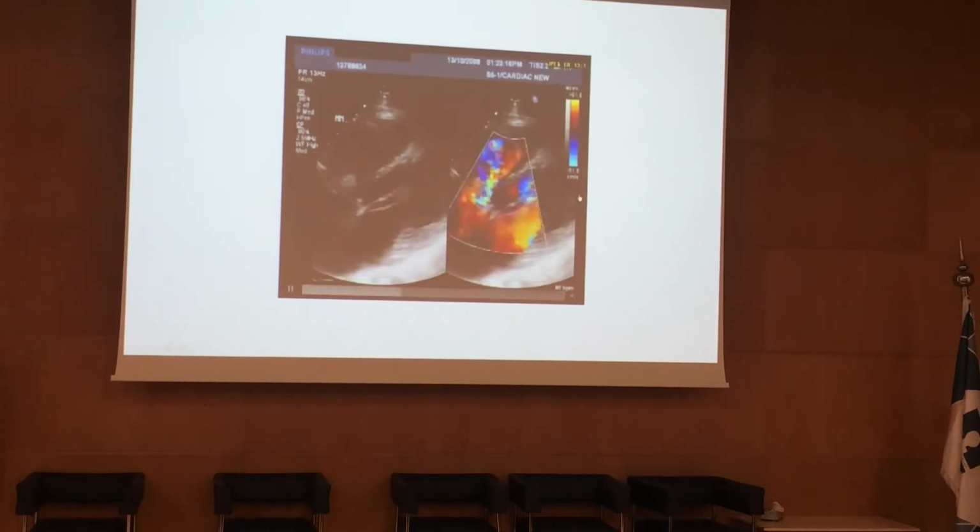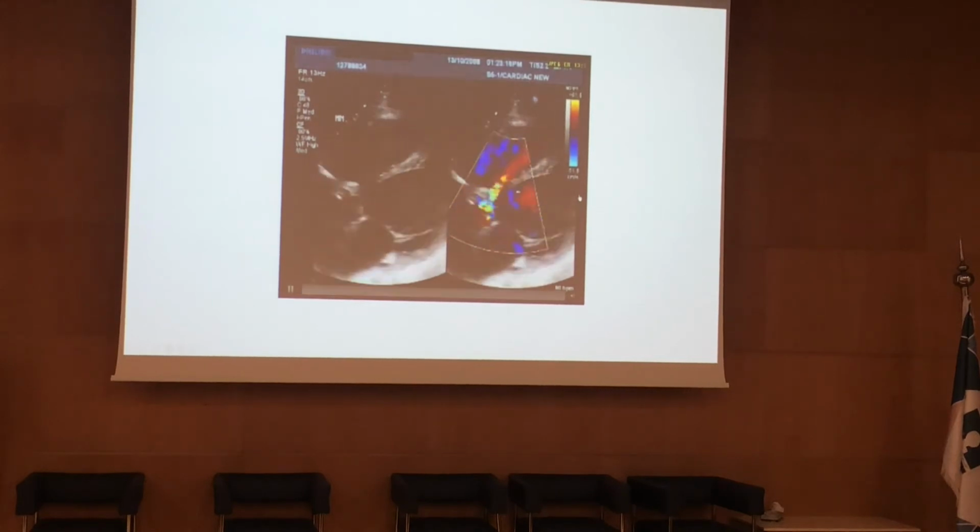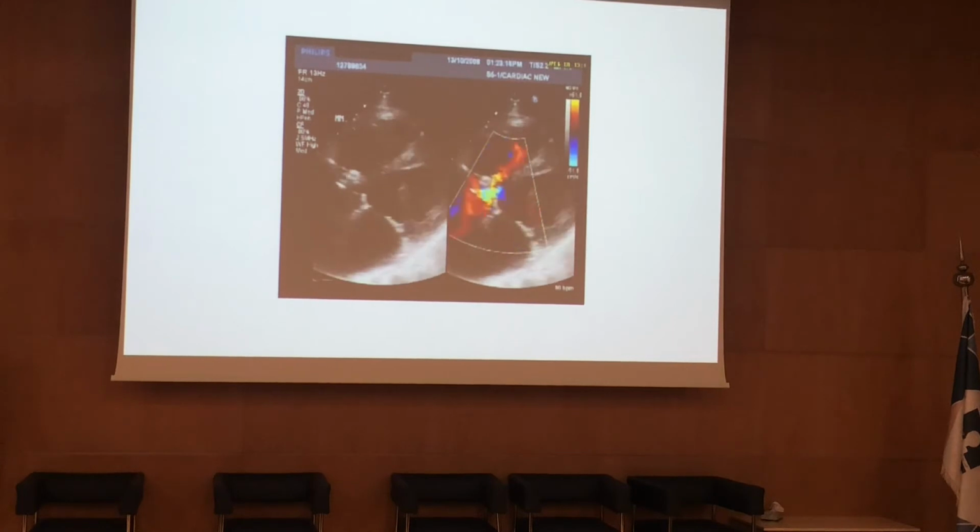Anything? Any clue? So you see the color crossing the interventricular septum. There is a defect. There is something abnormal. So we call it ventricular septal defect.